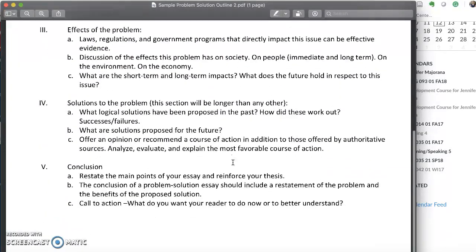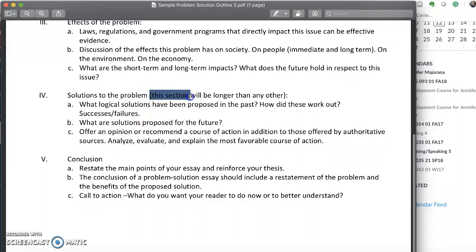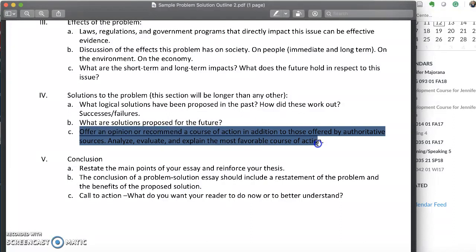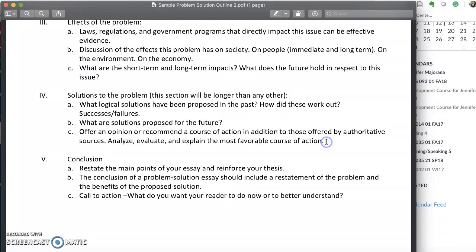And then we get into the solutions, and notice that it says here, this section will be longer than any other, and that's true for your paper as well, because you have to advocate for one solution and you have to discuss at least two different solutions. So what have been proposed in the past? How did they work out? Success and failure? What are other solutions proposed for the future? And then here, this is where you're going to synthesize solutions or offer your own. Offer an opinion or recommend a course of action in addition to those offered by authoritative sources. Analyze, evaluate, and explain the most favorable course of action. So you're basically arguing why is your solution the best one.